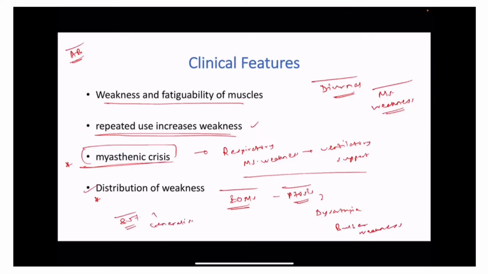What is generalized myasthenia gravis? Where along with your extraocular muscles, your bulbar muscles, your tongue muscles, palate muscles, the upper and the lower limb muscles also start getting fatigued. So that is known as generalized myasthenia gravis. In 85% of the cases, over a period of time, they develop generalized myasthenia gravis.